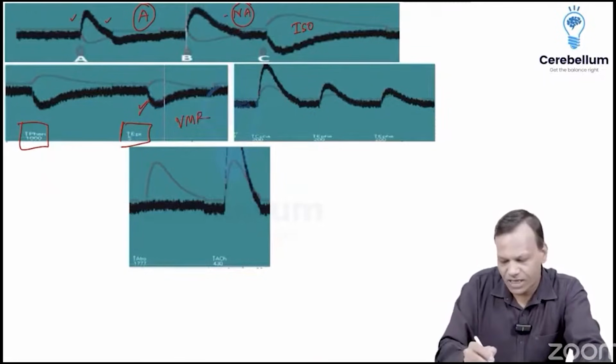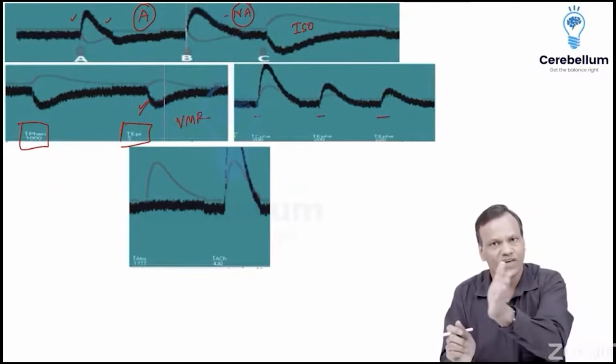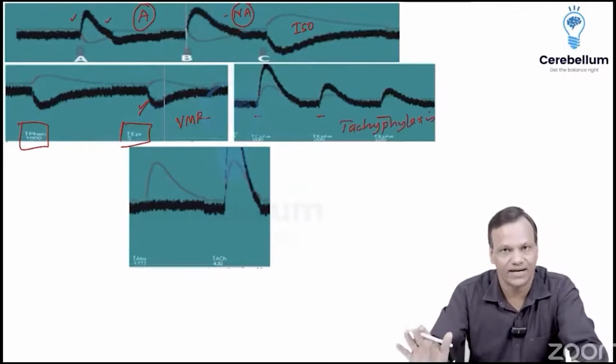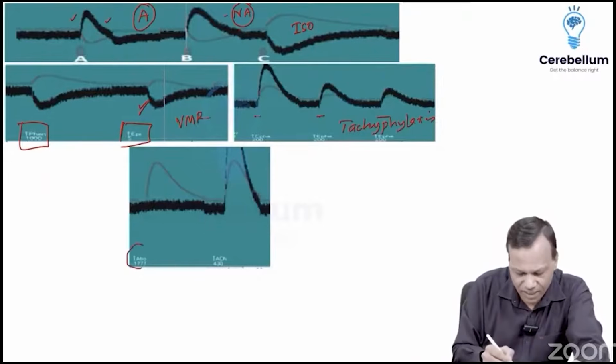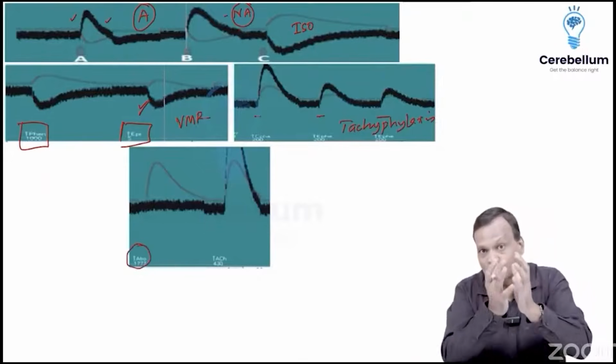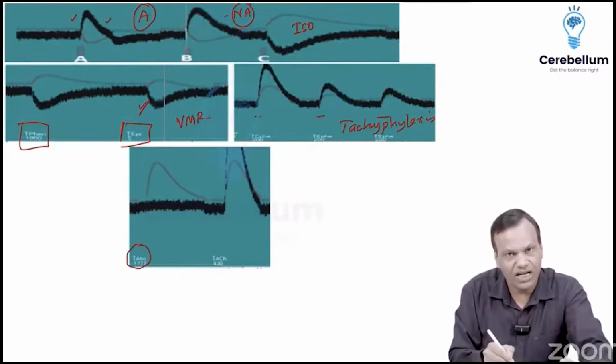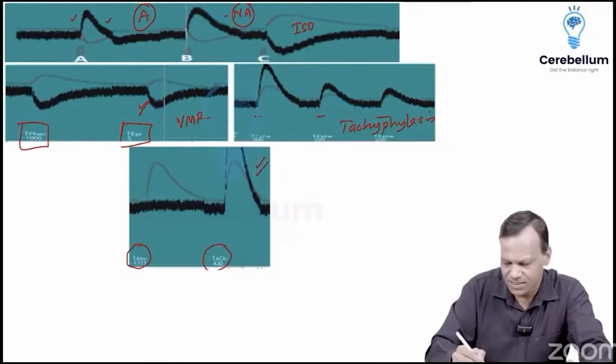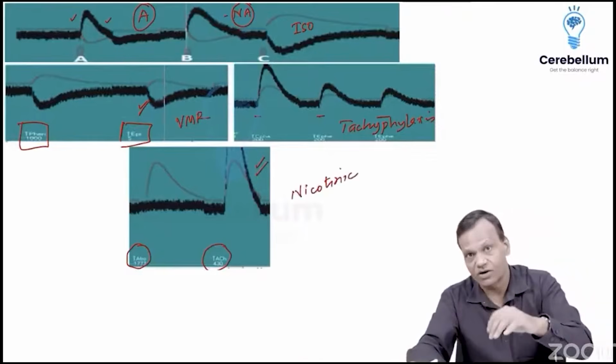Now, if the graph keeps on decreasing with the same dose we are giving, it is tachyphylaxis. Tachyphylaxis is shown by ephedrine and tyramine-like drugs. And lastly, normally acetylcholine produces bradycardia, a decrease in heart rate. But after giving atropine, a high dose of acetylcholine increases the BP and heart rate. This is called the nicotinic effect of acetylcholine. Okay? So these graphs are also important.